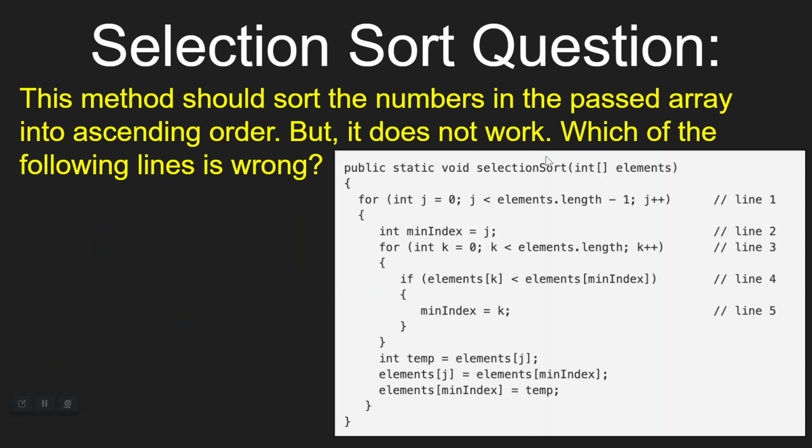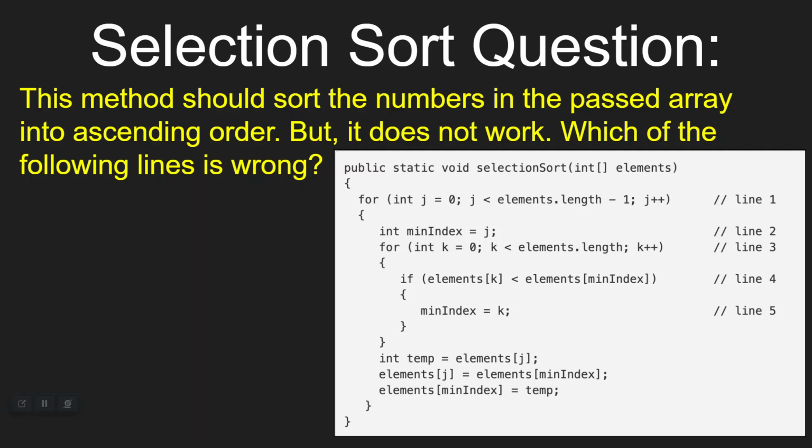What you see here is some buggy code. This method should sort the numbers in the array that's getting passed in ascending order, but it does not work. So there are 5 lines that are labeled here. Can you find which line is incorrect? Again, I encourage you to pause the video, read over the code, see if you can find it. I assume you paused the video. Let's go ahead and move on.